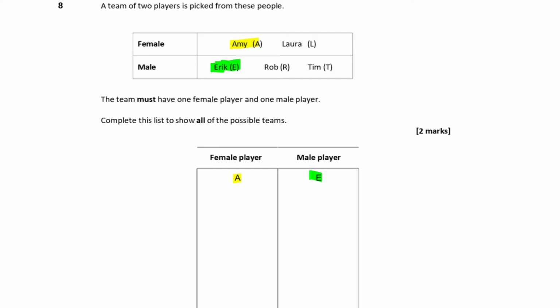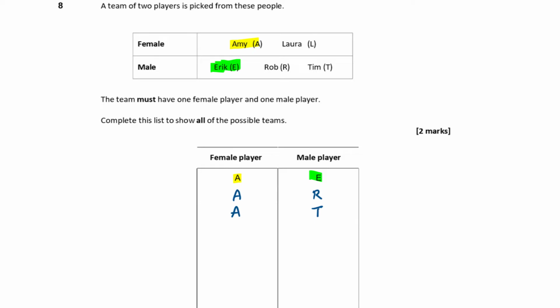Now with these sorts of questions, it's best to be systematic with your listing. Otherwise, you tend to miss one out. So what I tend to do is I will keep one the same, and I will change the other one. And I'll run through all the others. So I'm going to keep Amy, and then switch round the male players. So the next male player is Rob, and then again keep Amy, and then the next male player is Tim.